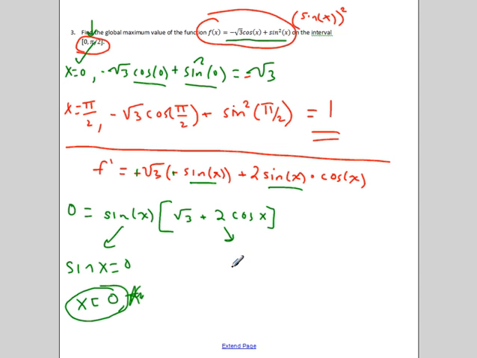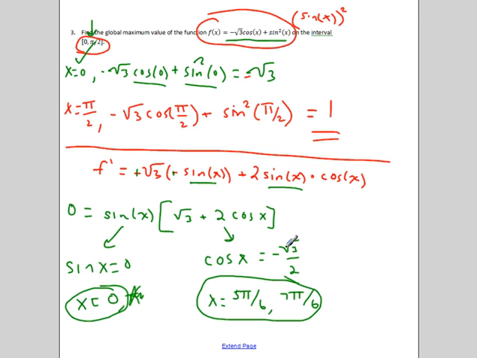And here, if we solve this, we get cosine of x equals negative root 3 over 2. Well, knowing our trig tables, this occurs when x equals 5 pi over 6 or 7 pi over 6. Unfortunately, or rather fortunately, none of these values are in our domain, so we can ignore it.